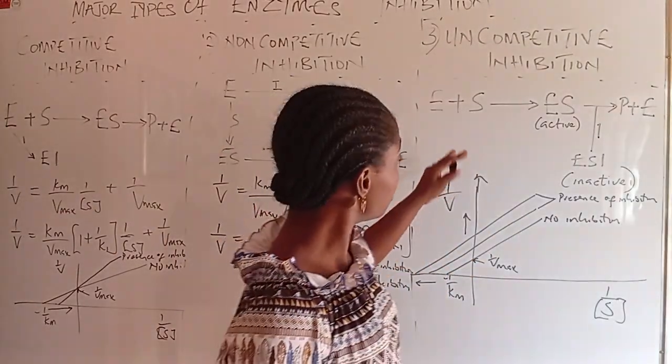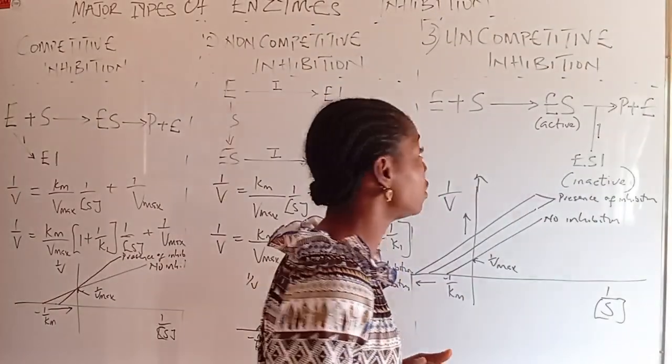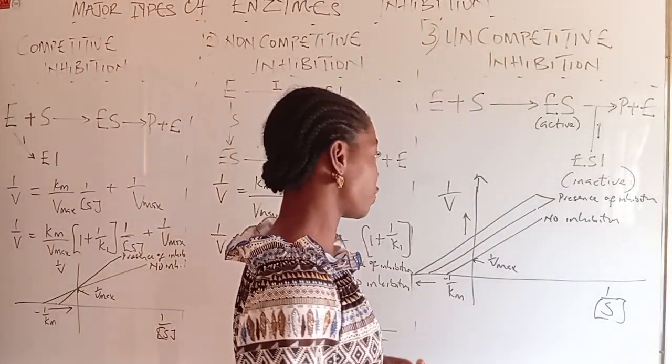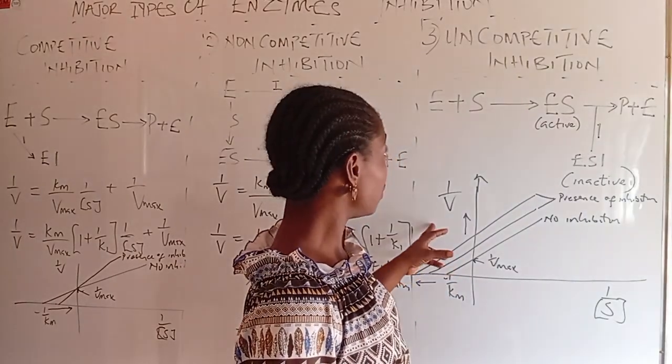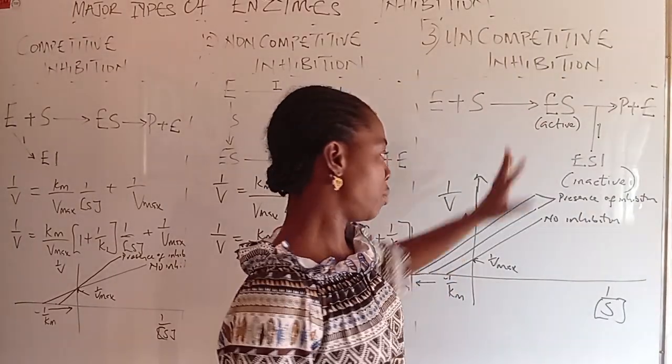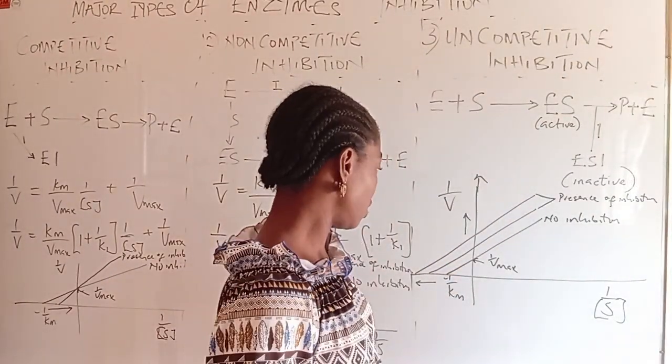An example of this inhibition is seen in phenylalanine versus alkaline phosphatase, the placental isoforms. Phenylalanine is able to uncompetitively inhibit alkaline phosphatase produced by the placenta.